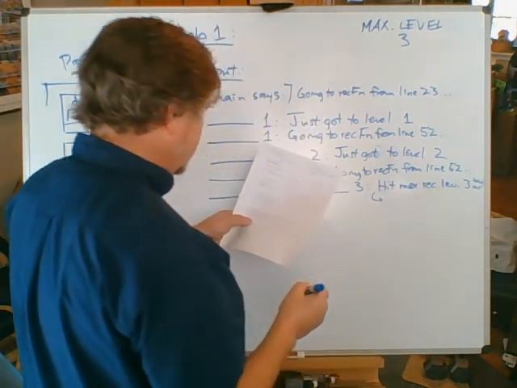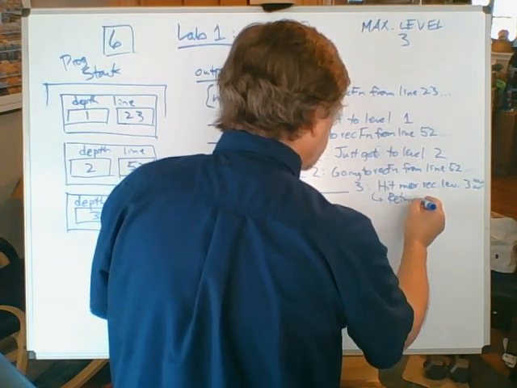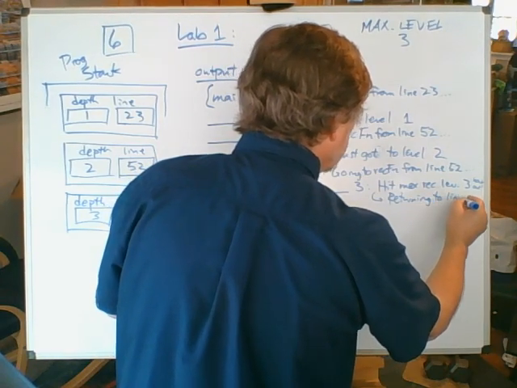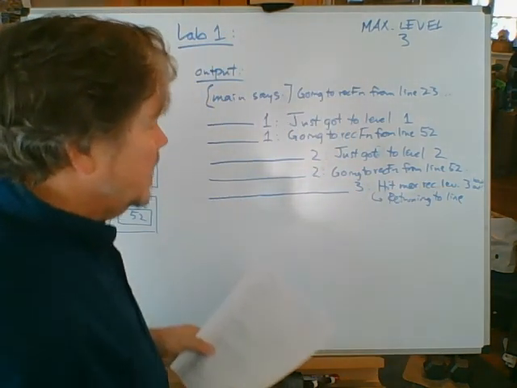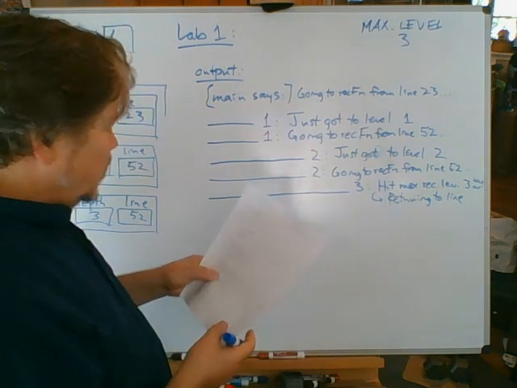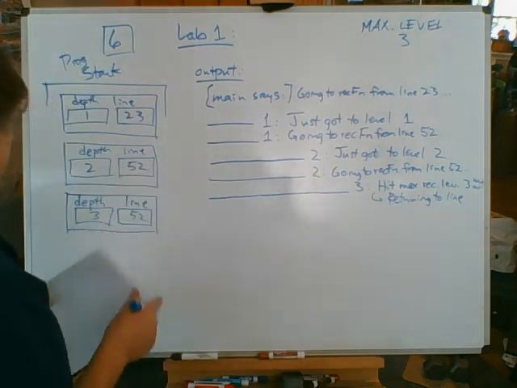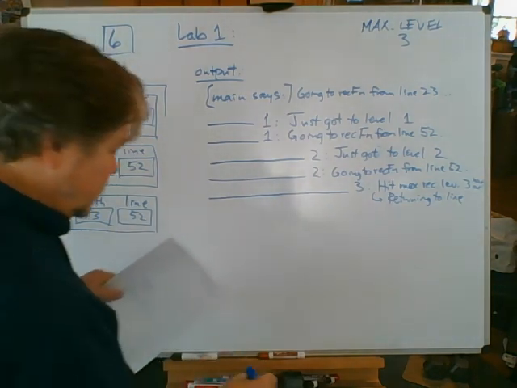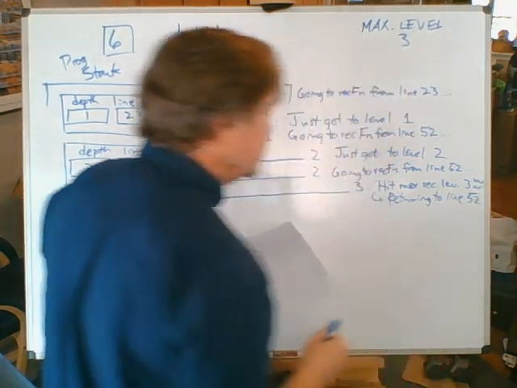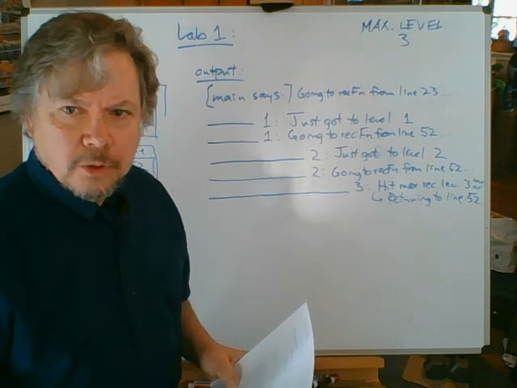I'm still on the same line, returning to line. Please don't do this in your trace of the output. See if you can space it out so that you can fit all that on the same line. This is just poor planning ahead on my part. Returning to line, and finally we look at line to return to. Line to return to is 52 in this case. Returning to line 52. So the function is about to return because it hit the base case, and it's telling you where it's going to go back to.